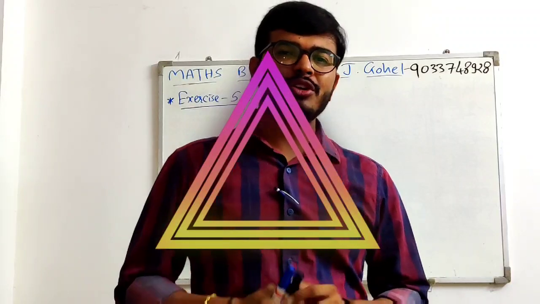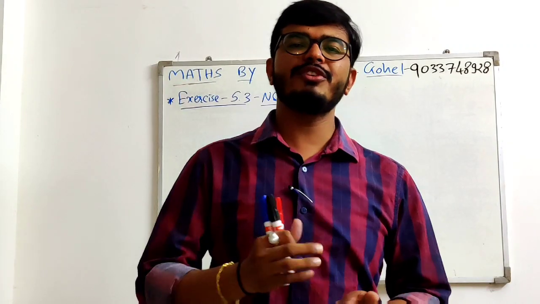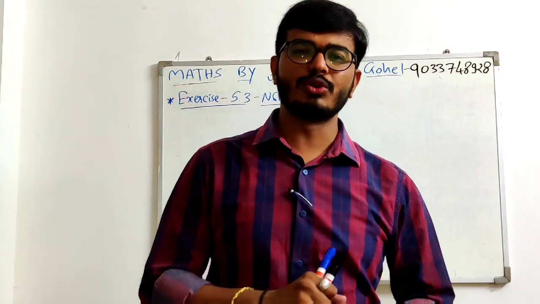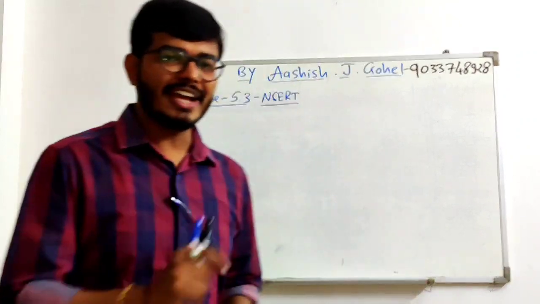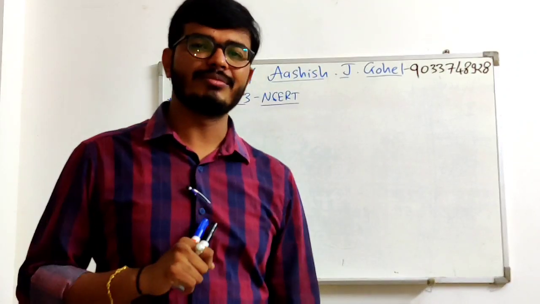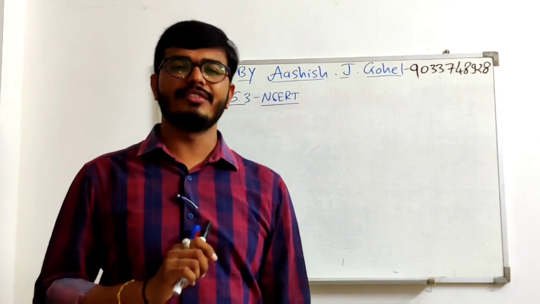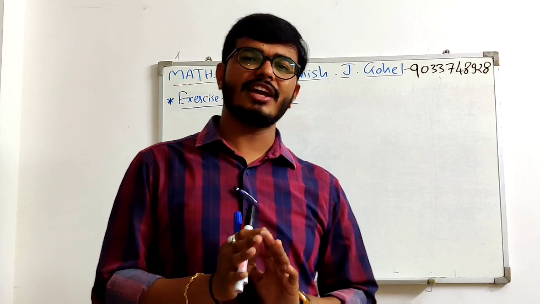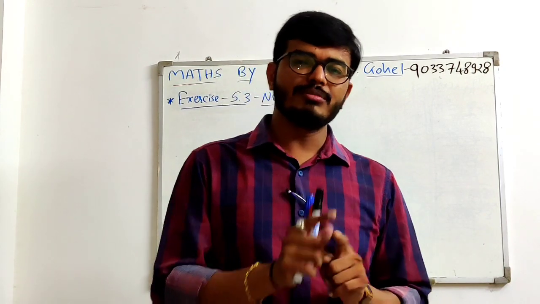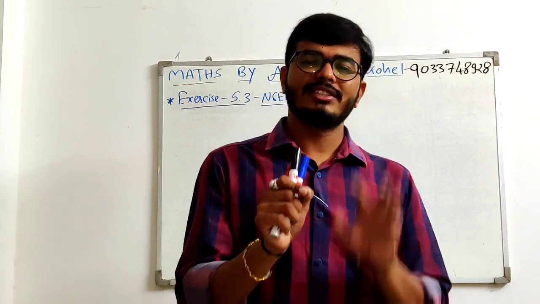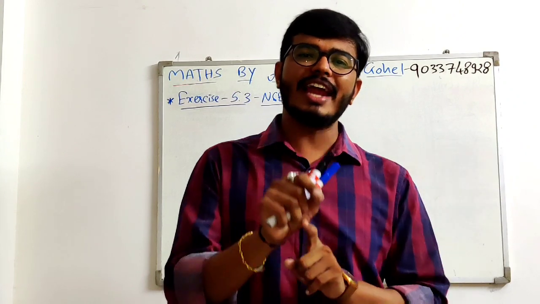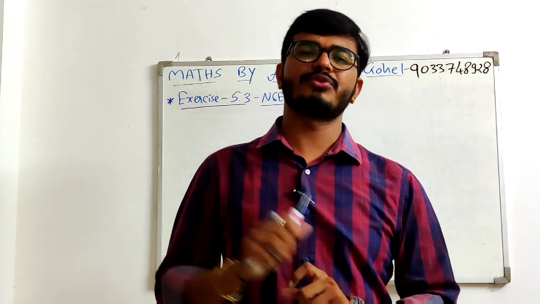I'll be teaching you some basic questions of differentiation from the NCERT textbook. Today we discuss exercise 5.3. In exercise 5.3, mainly two types of questions are given. The total number of questions is 15: questions 1 to 8 are one type, and questions 9 to 15 are another type.